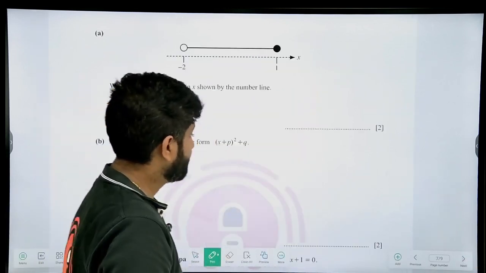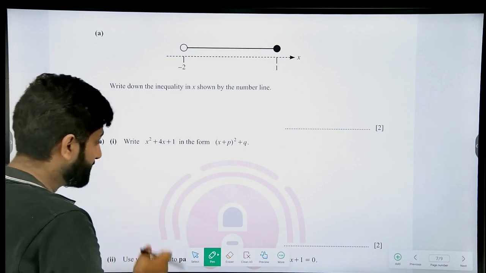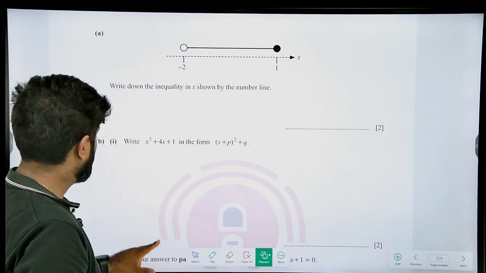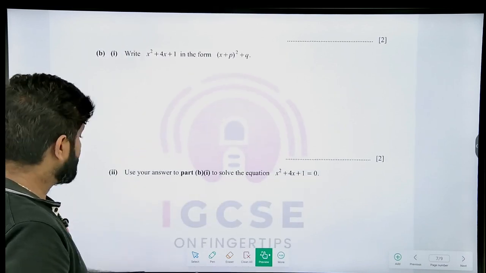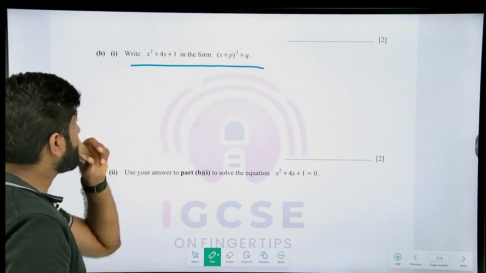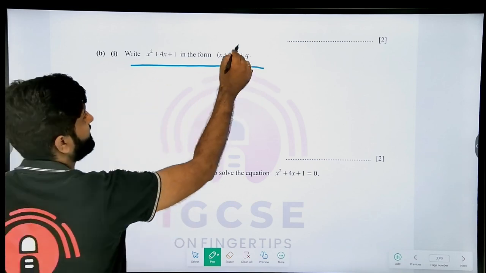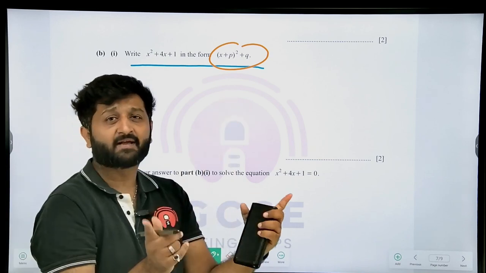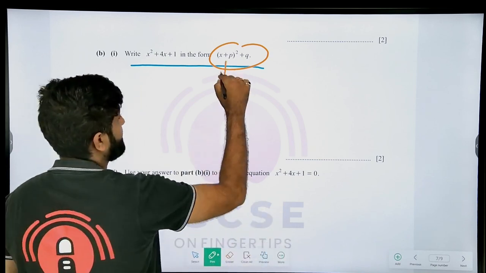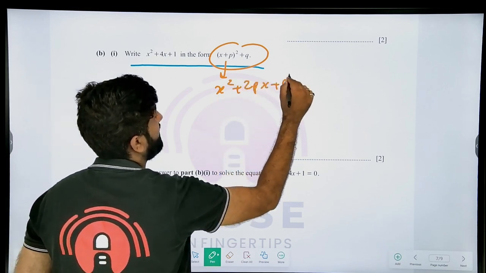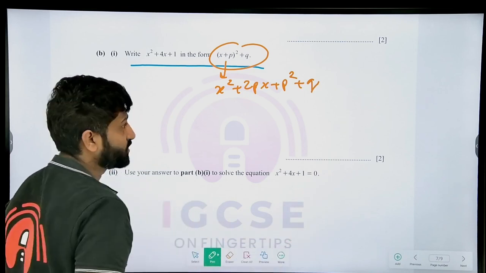Next question. Let us skip the A part. I have to show that x square plus 4x plus 1 can be written in this form. This is called completing the square, guys. I'll have to expand and compare the coefficients. So let me expand this first. This is (a plus b) whole square, that is a square plus 2ab plus b square.